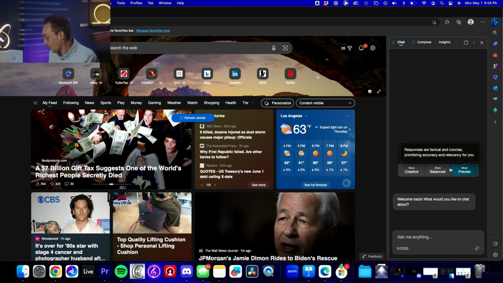So let's go ahead and explore these three different modes with the same prompt and see how the outputs differ. I'm asking to please make an itinerary for my trip to Los Angeles from May 5th through the 9th. So let's start with precise mode.